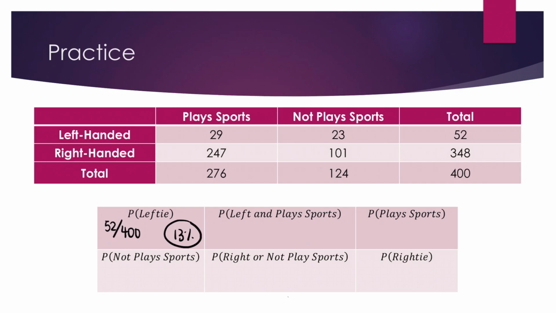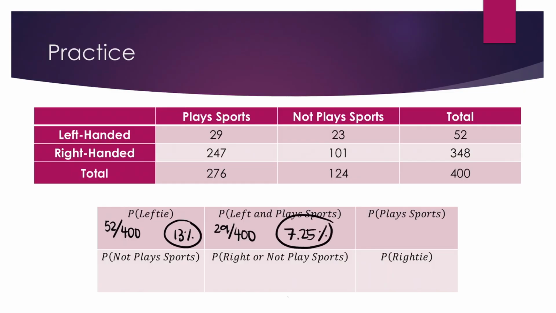The probability that they're left-handed and play sports. So we know we're in the left-handed part, and we know that they're in the play sports part. And because it's "and," it means both of them have to be happening at the same time. It has to be a person that exhibits both of those traits. And that would be 29 people out of 400. And again, I'm going to turn to my handy-dandy calculator, do 29 divided by 400, which I get 7.25%.